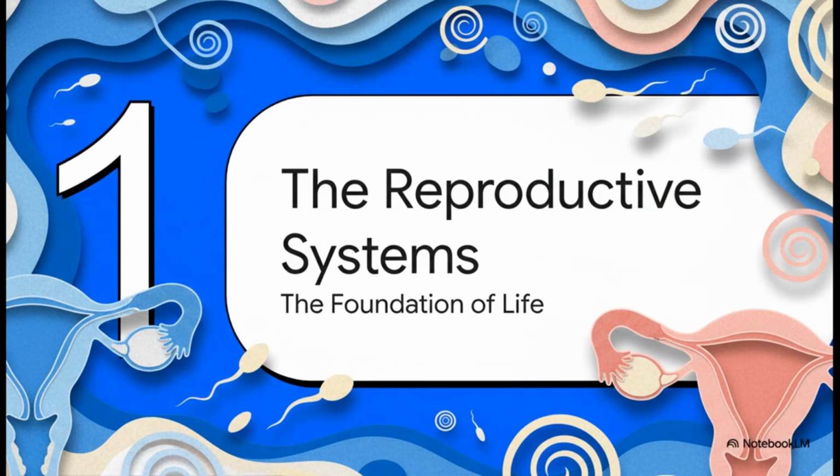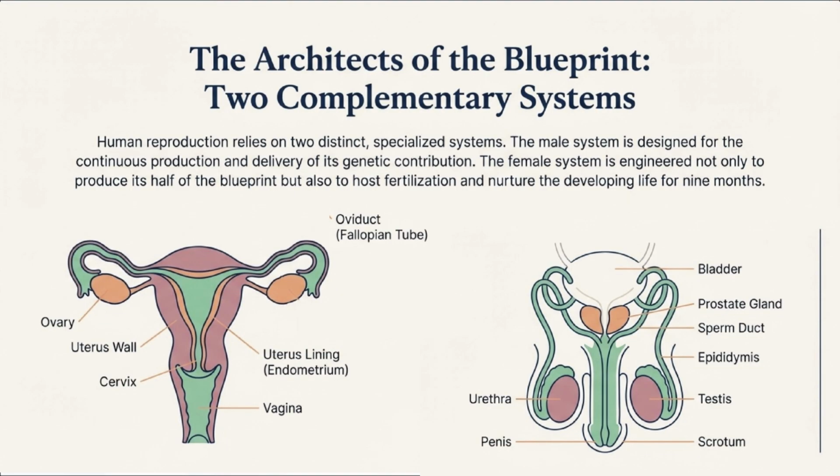Okay, first things first. Every great story needs a setting, right? So to understand reproduction, we've got to get familiar with the anatomy, the key structures in both the male and female systems where this entire process is going to happen. These two diagrams are ones you absolutely must know for your exams.